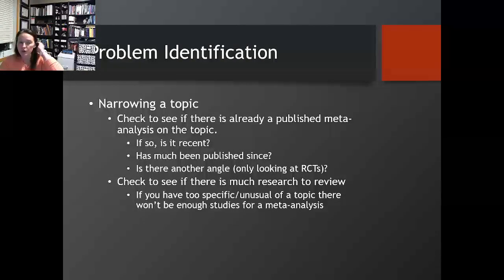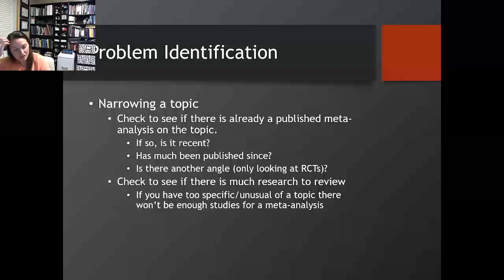So, narrowing a topic: once you get an idea, you want to consider ways of narrowing that topic into something meaningful that can be examined. You'll also want to see, has there already been a meta-analysis published on this topic in this area? If so, you want to ask yourself some questions. Is it recent? How long ago was this meta-analysis done? What has been published in this topic area since it was published? And then, is there another angle or something unique that you could examine so that you would be putting your own spin on it? So thinking about that as well.